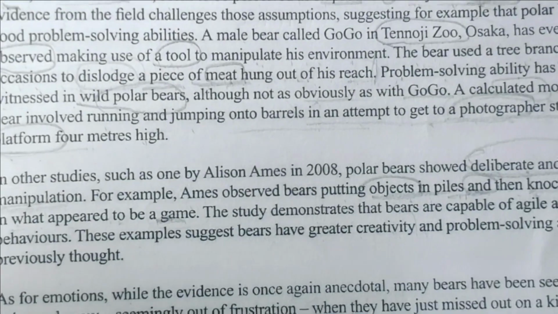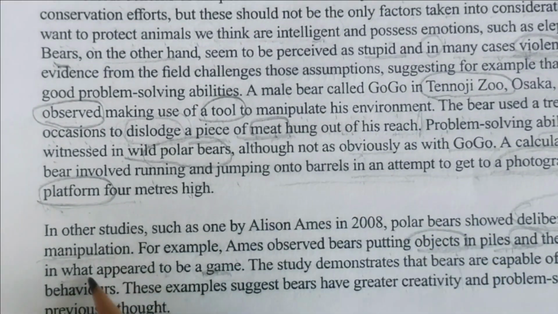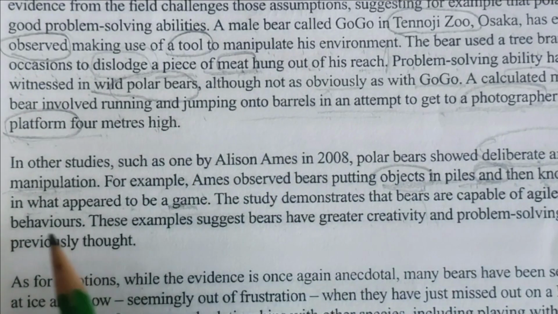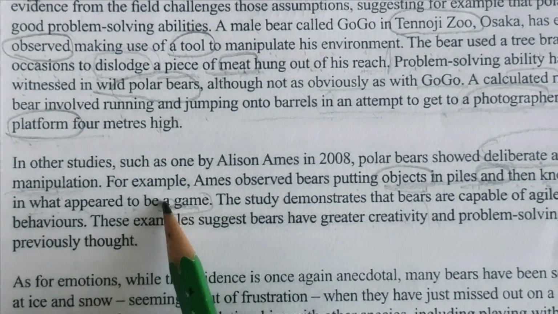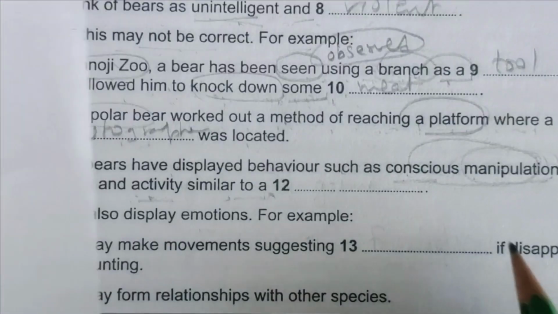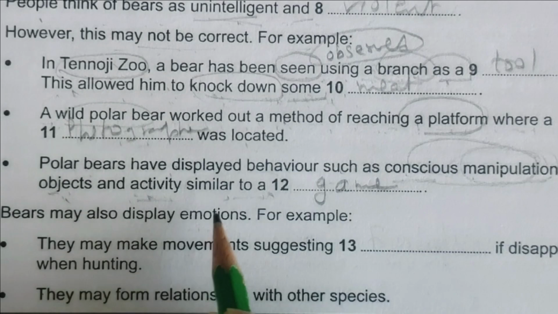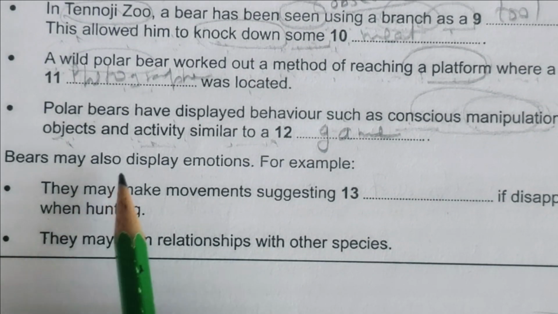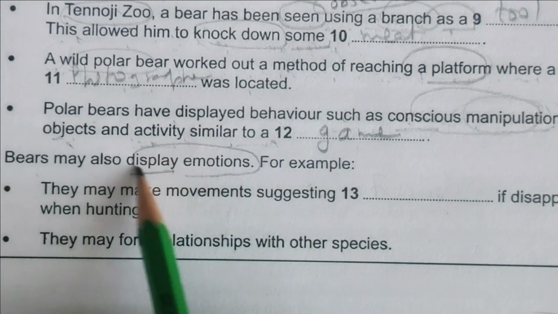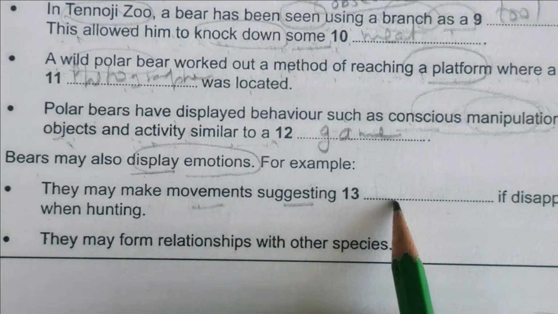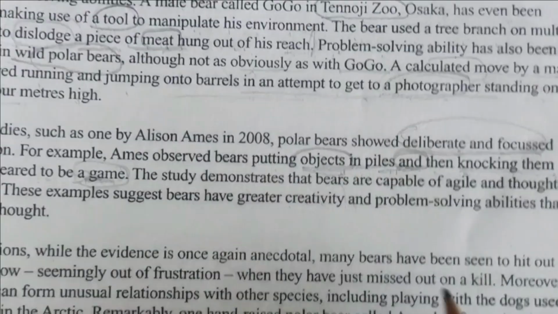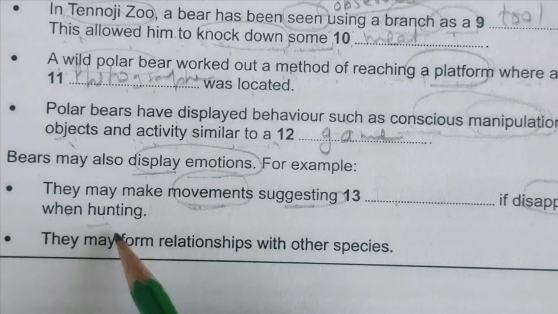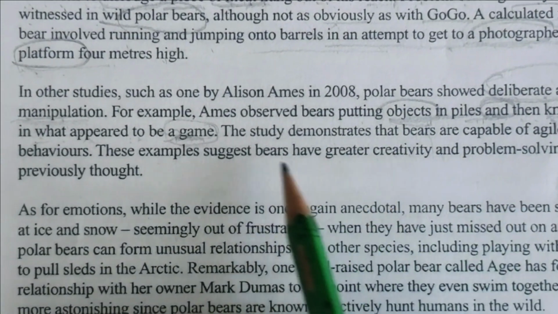Yes, in this sentence we have got both things: manipulation, and after that objects also, and then knocking. So what can we write? Before the blank it was A, so I would put here game, and it makes sense. You can just read it: objects and activity similar to a game. So next one is 13th, the last one: bears may also display emotions. For example, they may make movements suggesting disappointment when hunting. Okay, so the whole paragraph we have done.